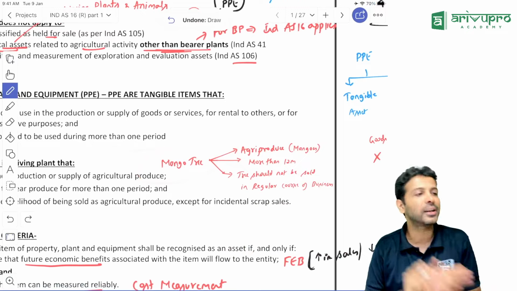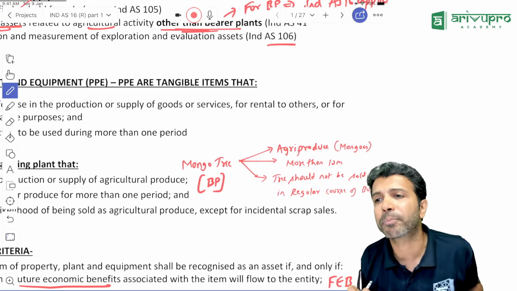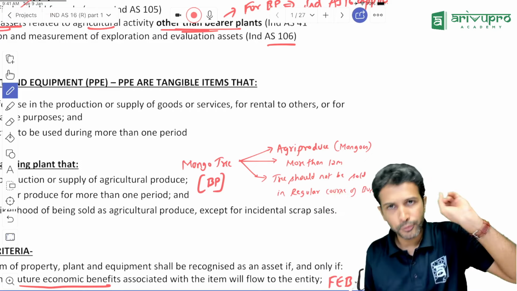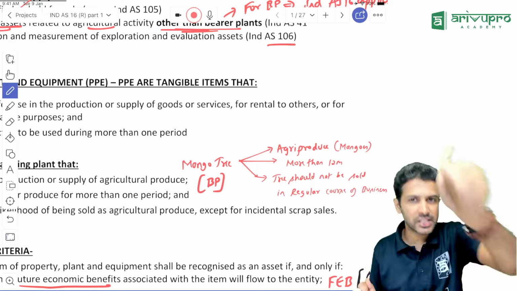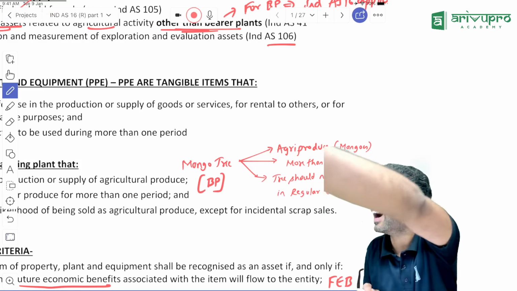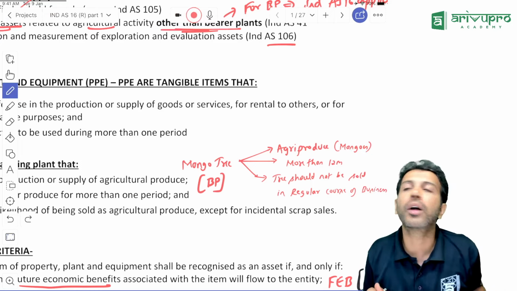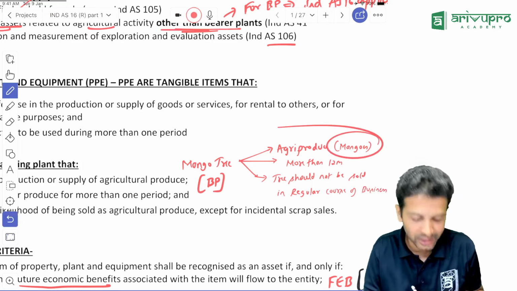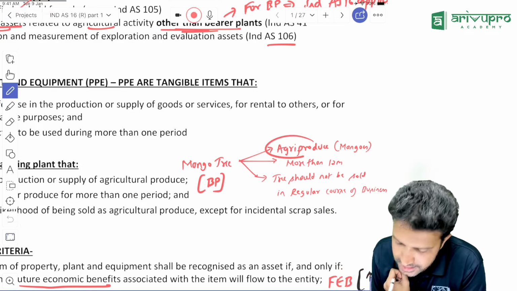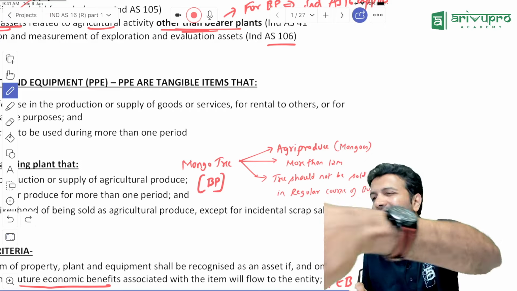Let's take a small example and try to understand this. Let's test whether a mango tree is considered a bearer plant. Whether it is a mango tree or apple tree, can we call that a bearer plant? The first criterion for a plant to be considered a bearer plant is that it must be used in the production or supply of agricultural produce. Meaning, from this tree you should get an agricultural produce. From a mango tree, obviously you will get mangoes. Is mango a factory product or agri produce? Agri produce. That's the first condition for a bearer plant. If you want to call a plant a bearer plant, you should get some agricultural produce from that plant.